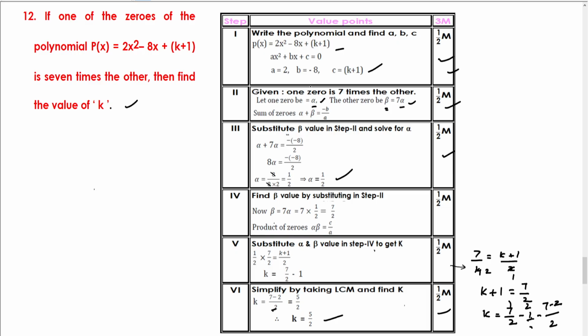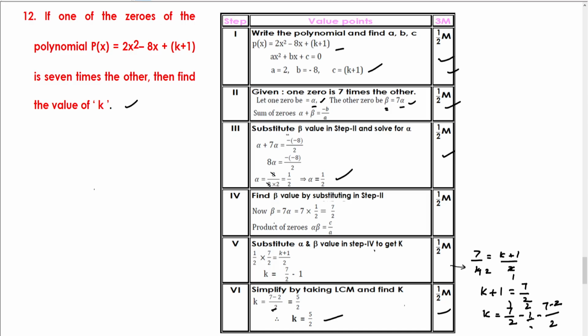B value is minus 8. Carefully substitute. Minus of b is minus 8. Be careful. Many students make mistakes here. Minus of minus 8. Right? And 7 alpha plus alpha becomes 8 alpha, and minus of minus 8 becomes plus 8.